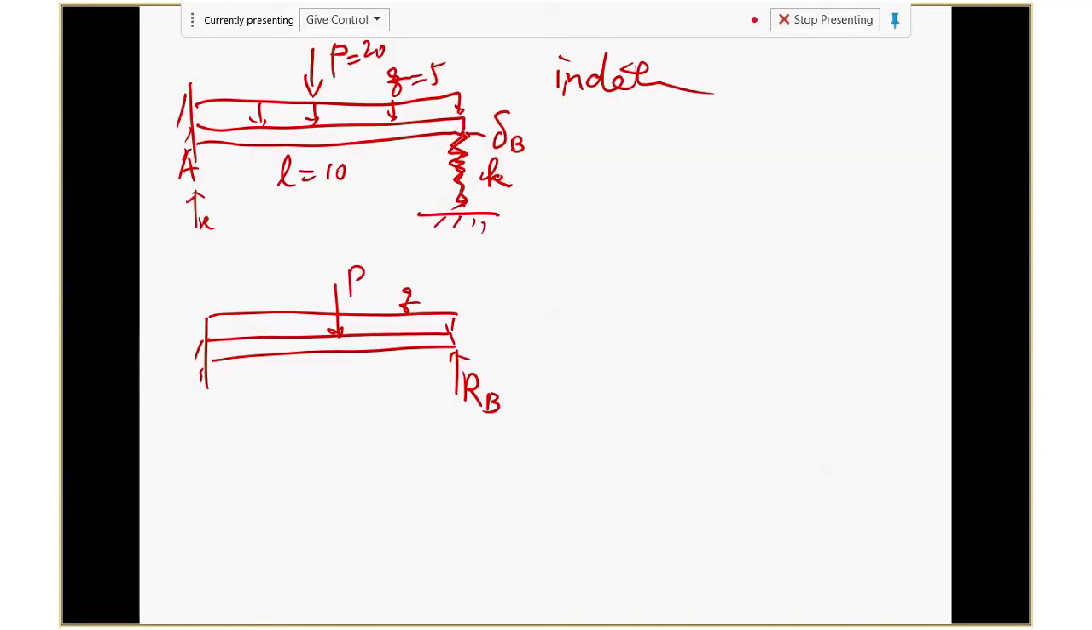Should RB be down or up? It can be either way. I don't know yet. So you can assume anyway. But my feeling is it will be up because you're going to press on the spring. See, without the spring, this point is going to move down. Now the spring will prevent it, some resistance there. So therefore, the spring must push it up. That's my judgment. It can be wrong. Then you find out finally what's the result there.